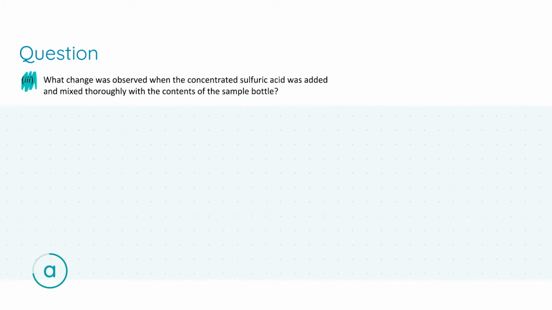In part 3 here we are asked what change was observed when the concentrated sulfuric acid was added and mixed thoroughly with the contents of the sample bottle. So what we're looking for is a change that happens inside during the reaction. In questions like this, when they're asking for a change, they tend to mean a kind of a colour change. So in this case, what they're asking for is what colour was it before and what colour do we see after once we add this concentrated sulfuric acid.